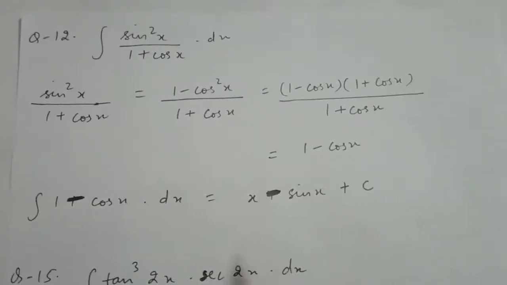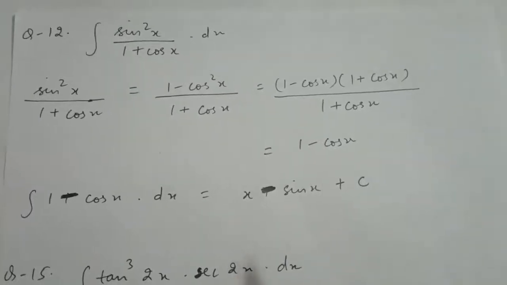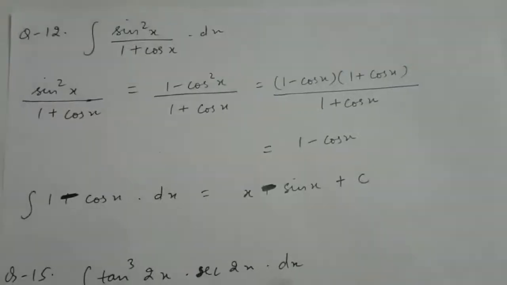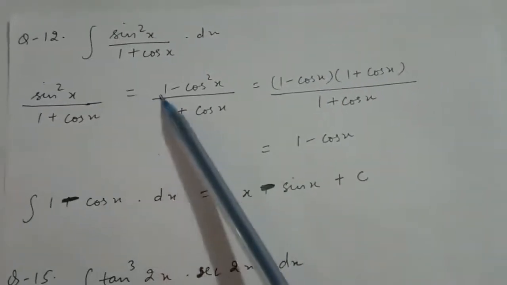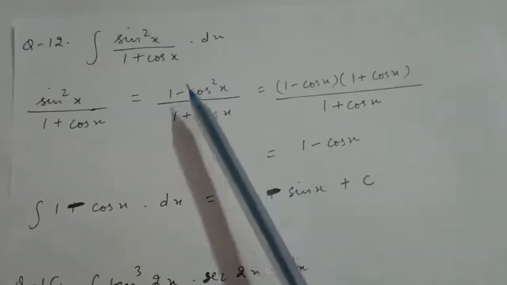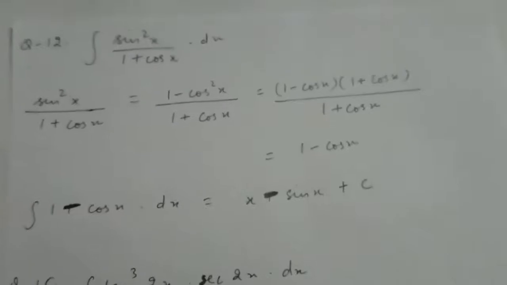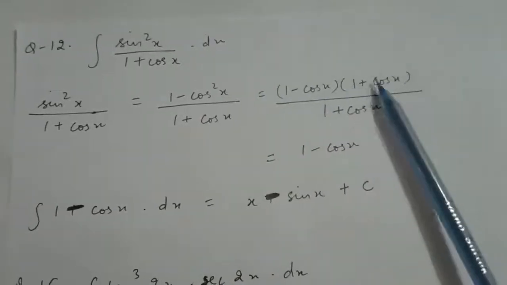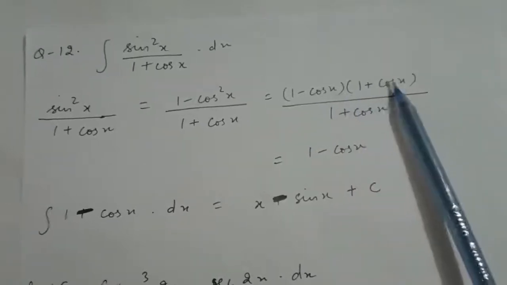It is the integral of sin square x upon 1 plus cos x into dx. Now see, because in the denominator it is given 1 plus cos x, therefore we will write sin square x as 1 minus cos square x. Now this is a square minus b square. So a square minus b square can be written as (a minus b) into (a plus b), where a is 1 and b is cos x, right?